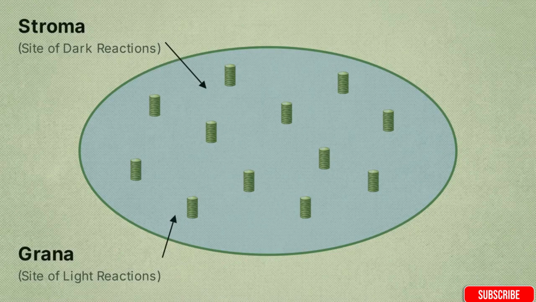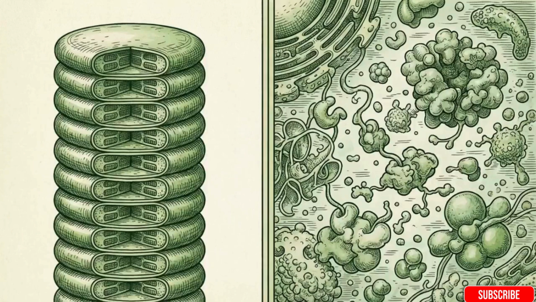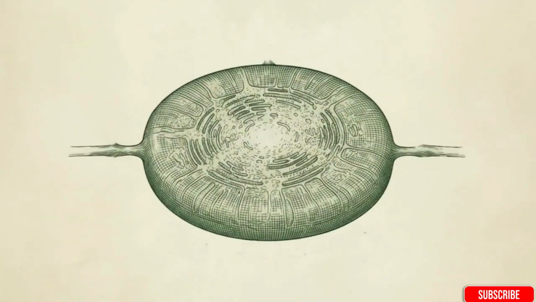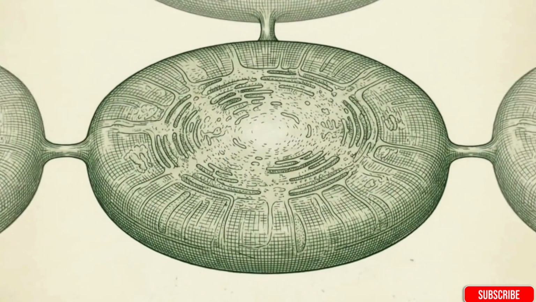These stacked discs do not operate in isolation. They are physically connected to one another by structural bridges called intergrana. This spatial compartmentalization prevents the light and dark chemical reactions from interfering with one another, ensuring a precise division of labor within the organelle. To find where light is actually captured, we need to focus on a single thylakoid disc within one of the larger grana stacks.